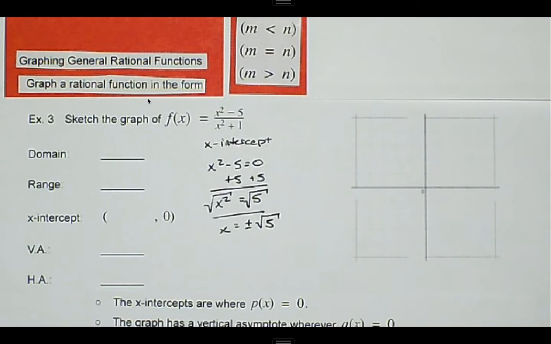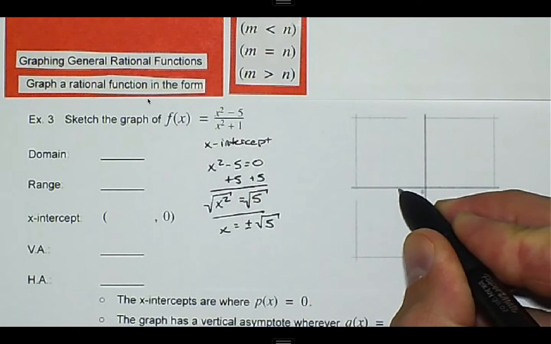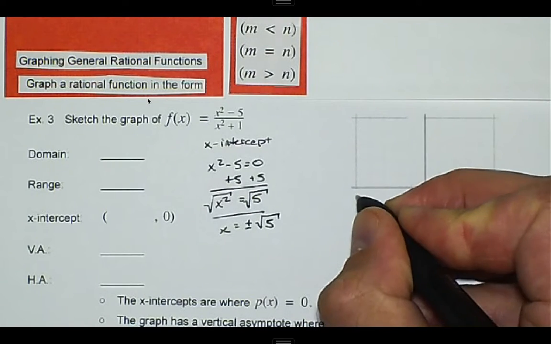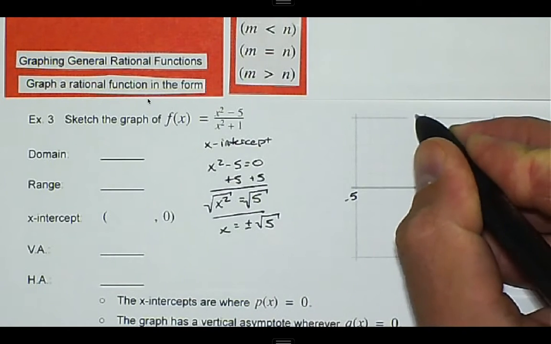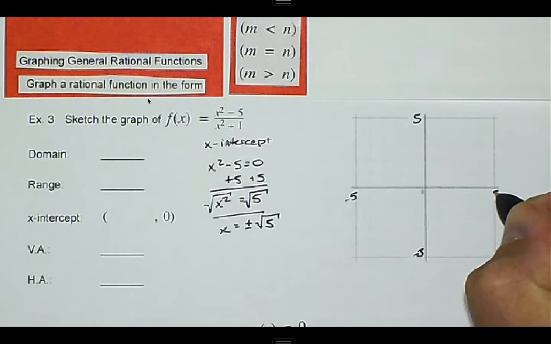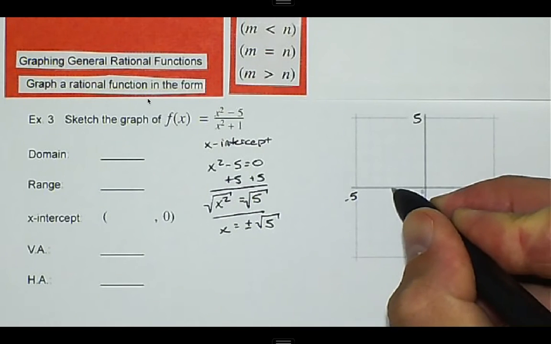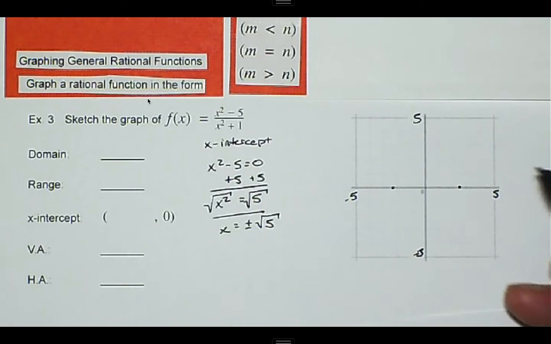So when we go to graph that, we'll just make sure that we have 1, 2. We can count by 5s here as well. So 5, negative 5, 5, negative 5, and 5. So here's 2, and we'll go a little bit past. And here's 2, and we'll go a little bit past.